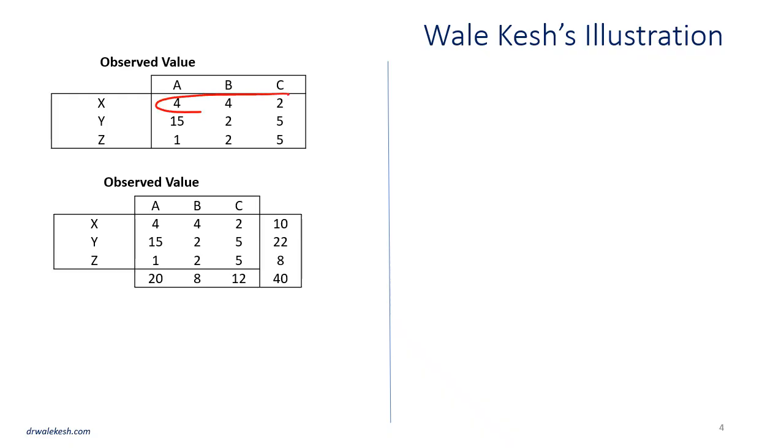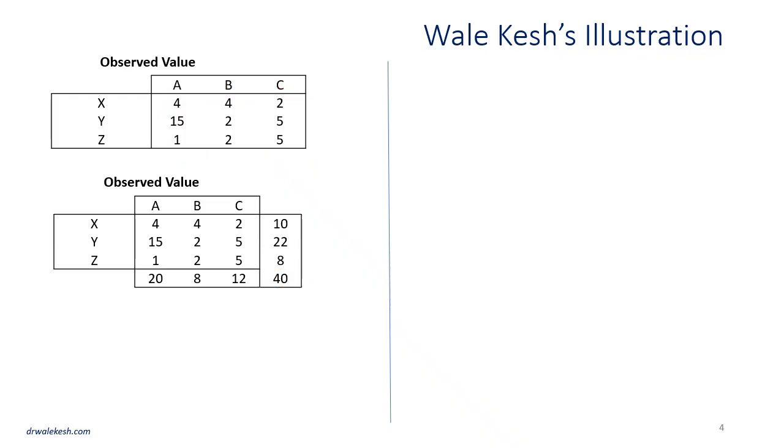If you add the whole of these together, you will have 10. If you add the whole of these together, that's 22. If you add the whole of these together, that is 8. If you add the whole of this together, that's 20. If you add the whole of this together, that's 8. If you add the whole of this together, that is 12. So adding all of these together is 40, or we could say adding all of these together should be 40. So what we have here is basically the total of each of the cell.